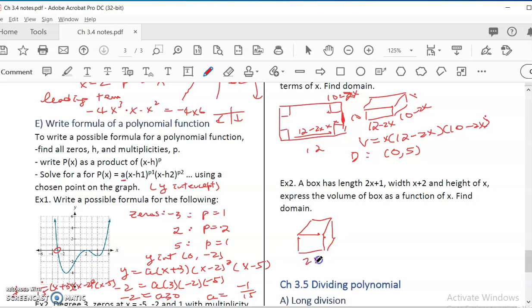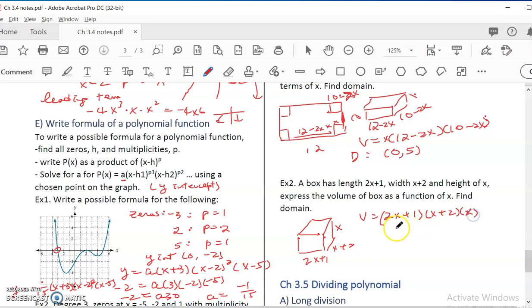So this is 2x plus 1, and the width is x plus 2. Height is x. Find the volume as a function of x and the domain. So V would equal 2x plus 1, obviously, just multiply length with width and height, right? Times x plus 2, and then times x.